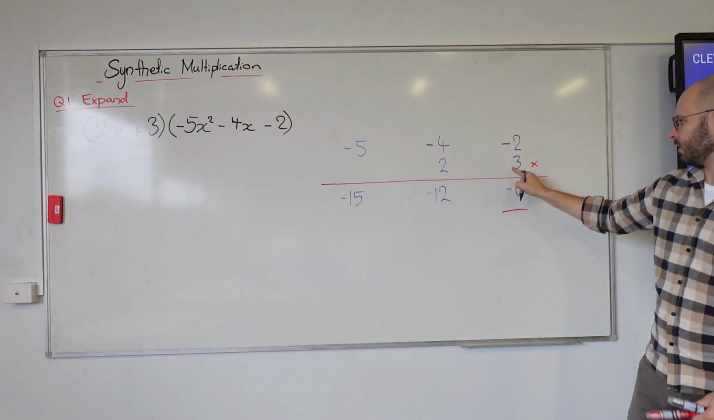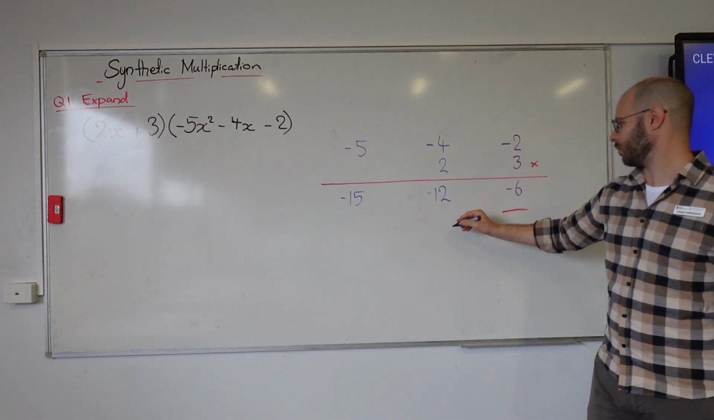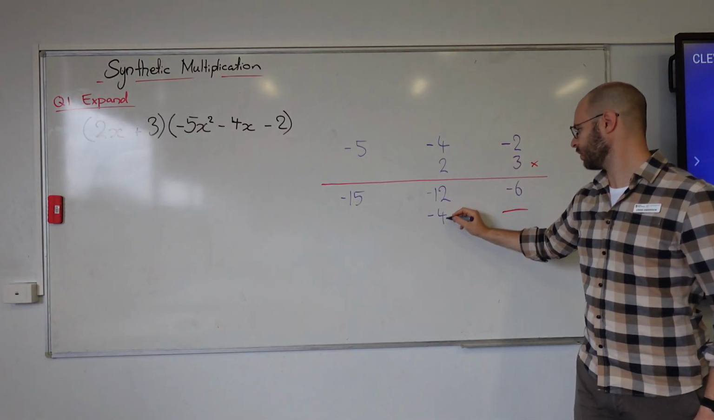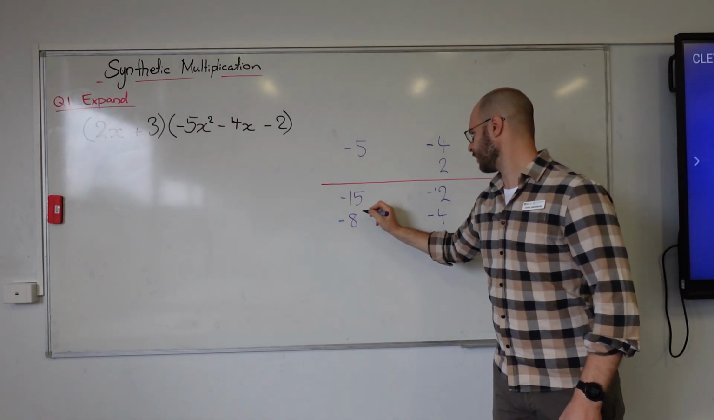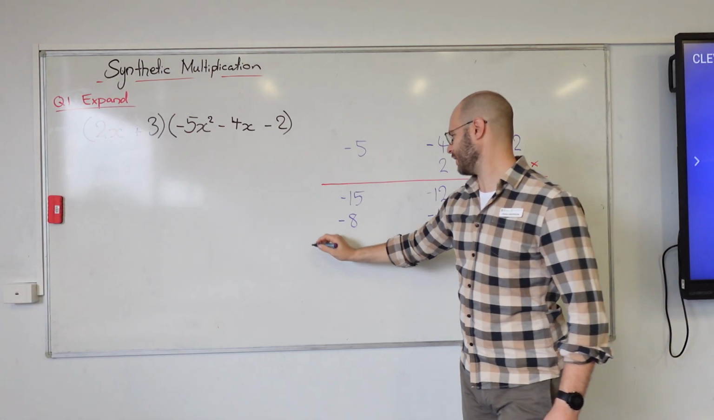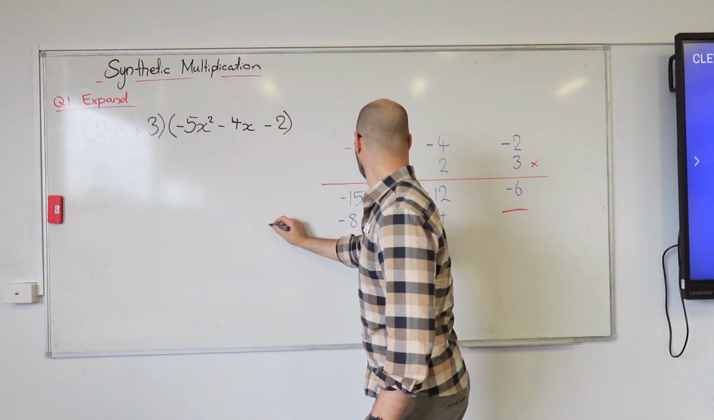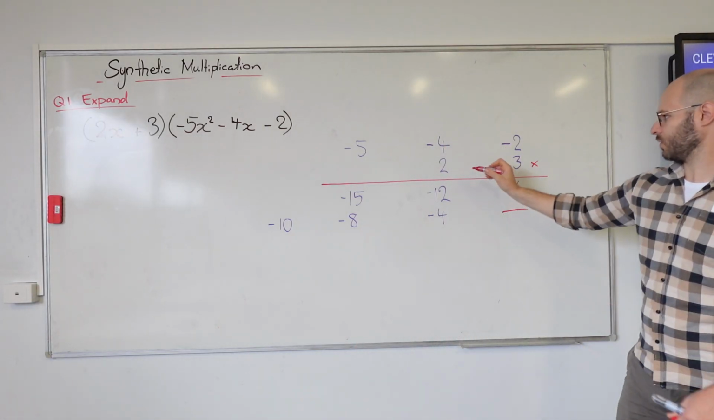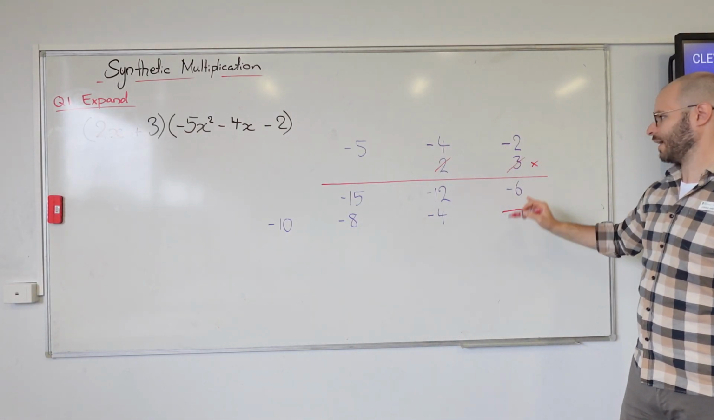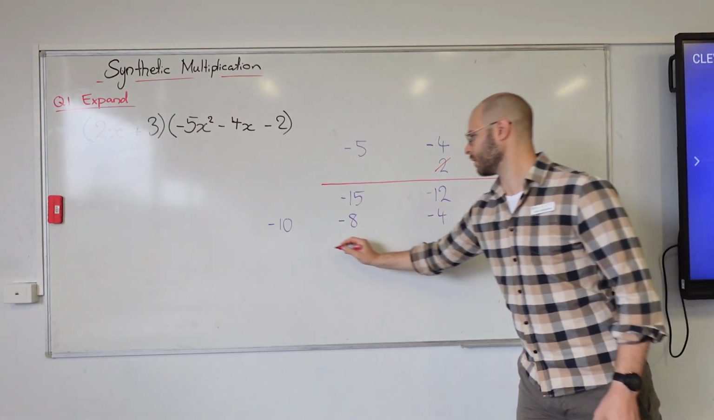Next one, it's going to be 2 by −2, that will give us −4. 2 by −4 is −8. 2 by −5 is −10. Now, we've exhausted this guy, we've exhausted this guy. It's time to sum.